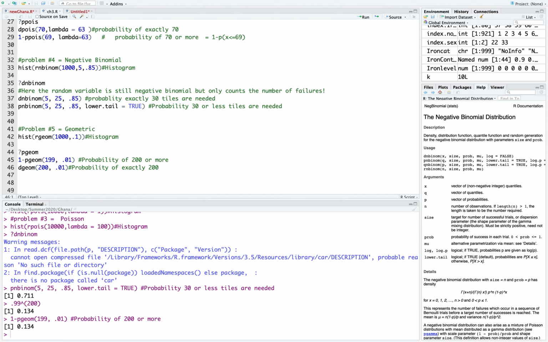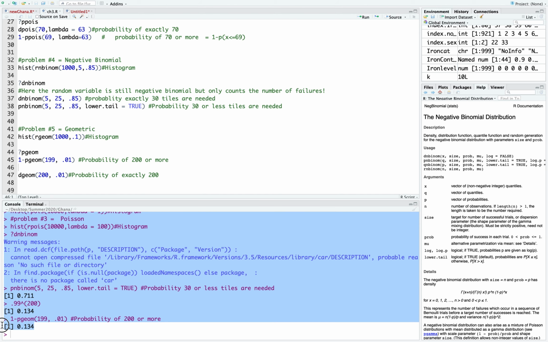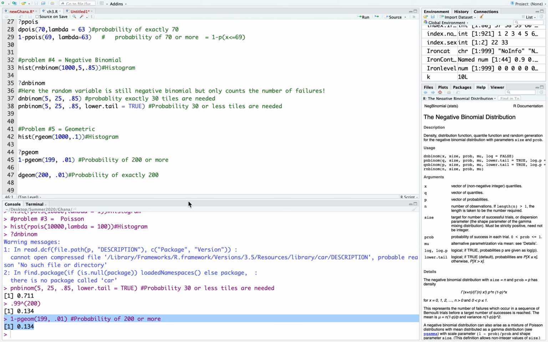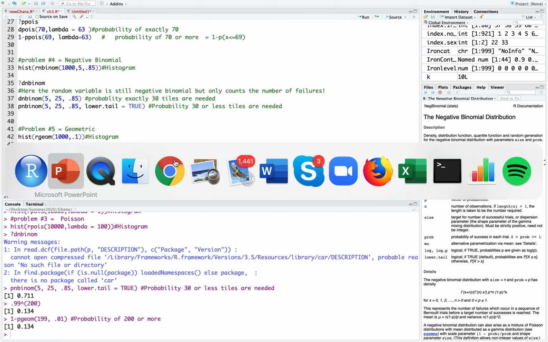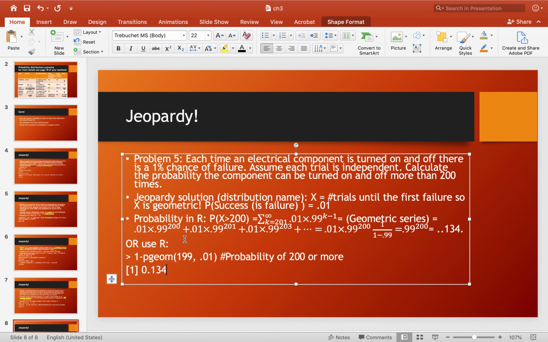We could also do, I put this command right here, because if you were asked to calculate the probability of exactly 200, it would be this command right here. And so this is what we do in R. So this is equal to what we calculated in R was this. Oh no, and now I've got the swirly circle of death. So I'll just get out of that and go back to the PowerPoint. What we have is this.